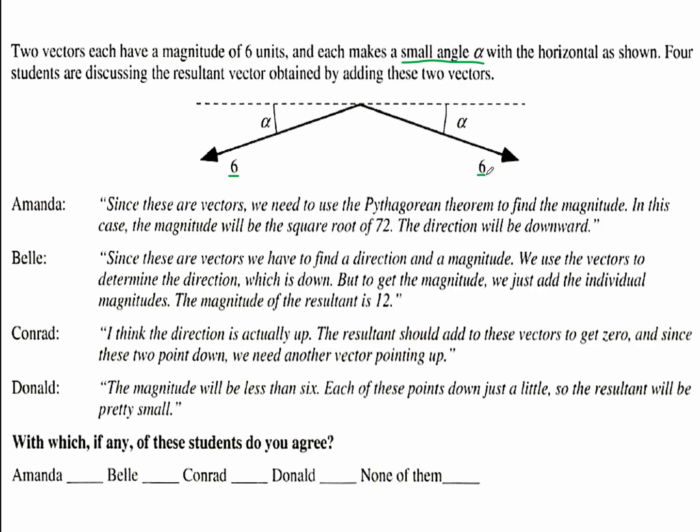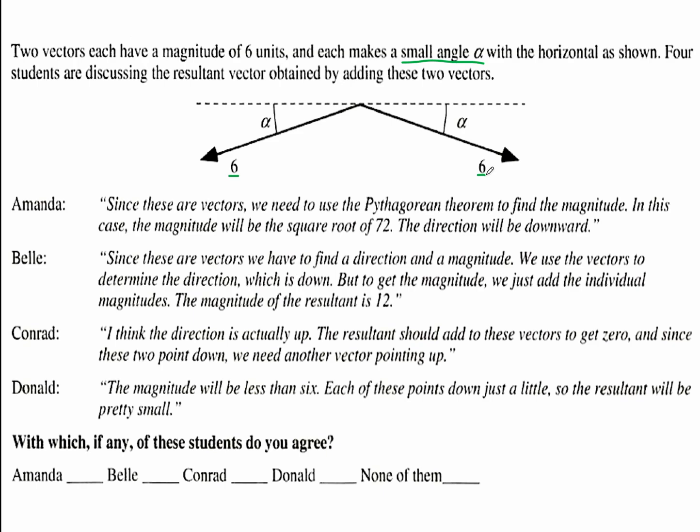Bella says, since these are vectors, we have to find a magnitude and a direction. We use the vectors to determine the direction, which is down, but to get the magnitude, we just add the individual magnitudes. The resultant is 12. Conrad says, I think the direction is actually up. The resultant should add to these vectors to get 0, and since these two point down, we need another vector pointing up. Donald says, the magnitude will be less than 6. Each of these points down just a little, so the resultant will be pretty small.